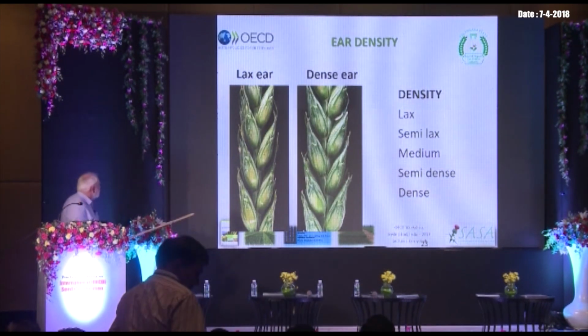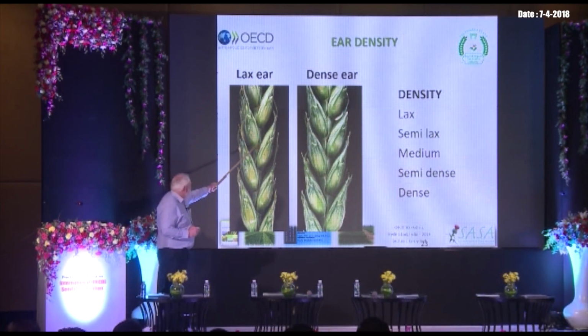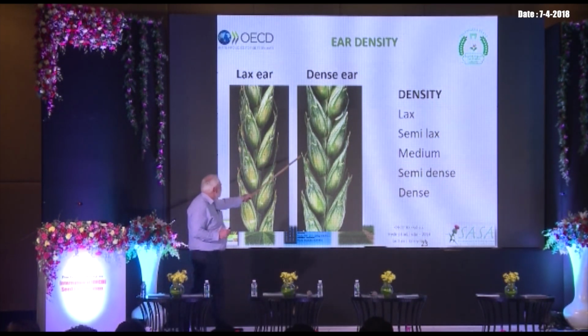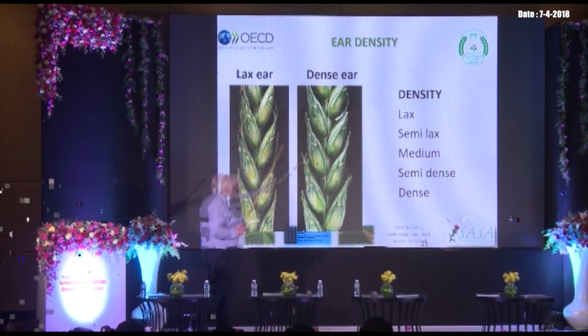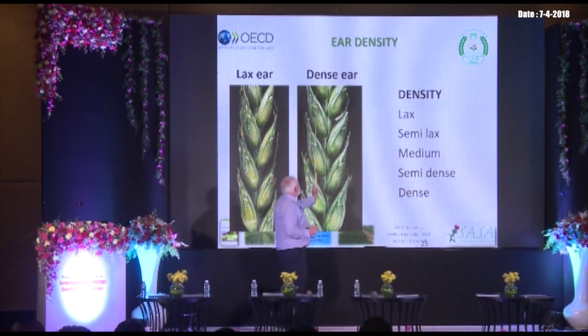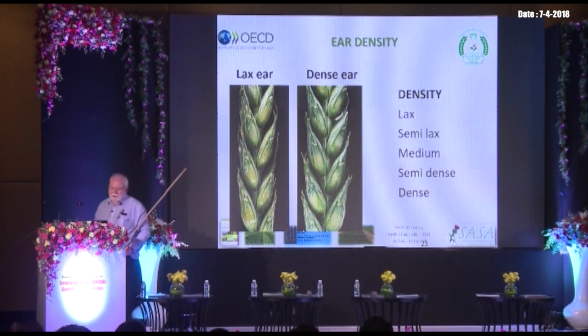So ear density, this is the length on the rachis between the various spikelets. Here you have a larger distance, this is lax. On the other side, this is dense. And as the ears become more dense, it tends to force the spikelets from being more parallel to more out this way. So that gives you a second view of how to deal with it.